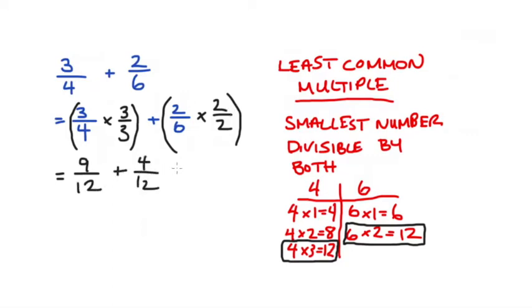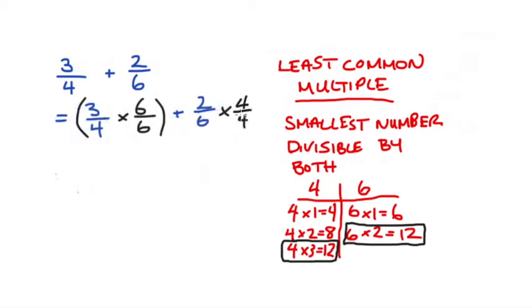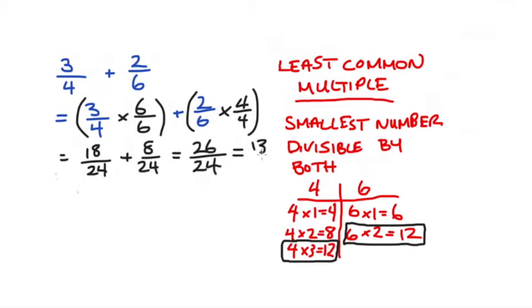Adding this up, we get 13 over 12. So this is a little more elegant than the first approach that I mentioned, that would involve multiplying 3 over 4 by 6 over 6 and 2 over 6 by 4 over 4, which would leave us with 18 over 24 and 8 over 24, which is 26 over 24, which we can reduce down to 13 over 12 if we divided both the numerator and denominator by 2. So we would end up with the same number. It's just a little bit more of a simple process to find the least common multiple first.